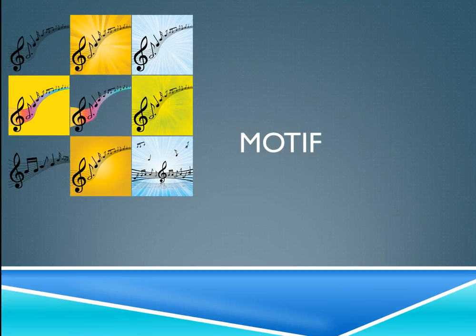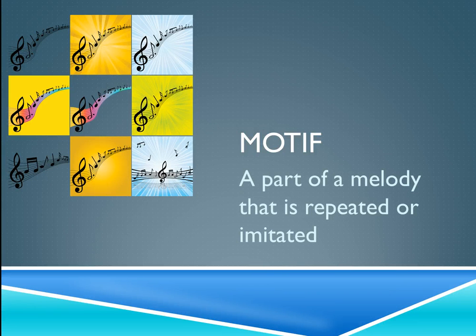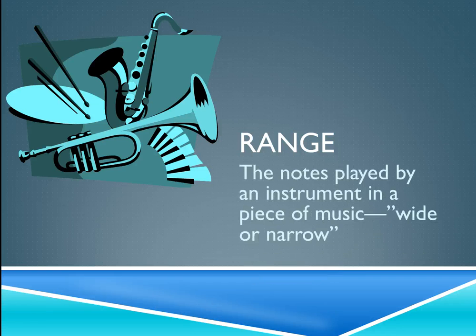A motif. Now there's a reason there's the same thing repeated there. It's because it's a part of a melody that is repeated or imitated. So you might hear this tiny little bit of a melody just playing constantly throughout a piece of music, and that's what the motif is there. Range. The notes played by an instrument in a piece of music, in other words, they can be wide or narrow. So in the case of Ba Ba Black Sheep, the range would actually be very, very narrow, okay, because there's only about 3 notes played in there. Whereas if it was the range of, say, an opera song, it might be a very wide range.